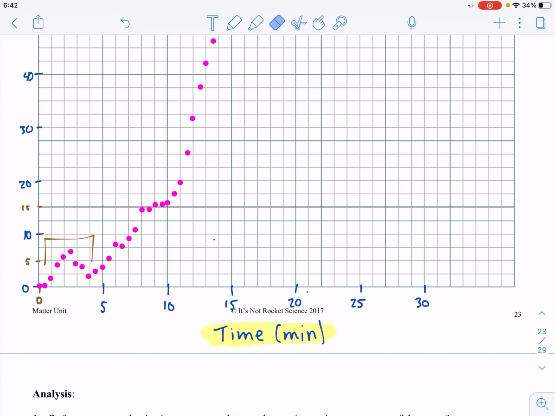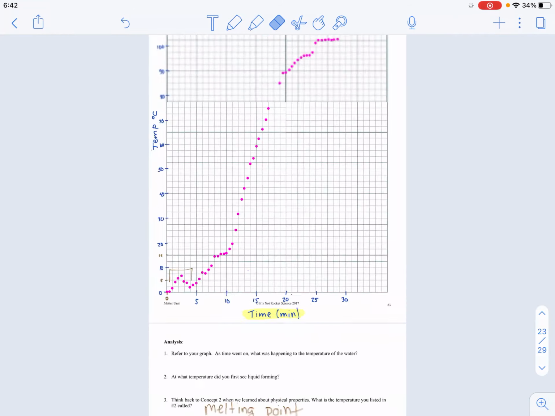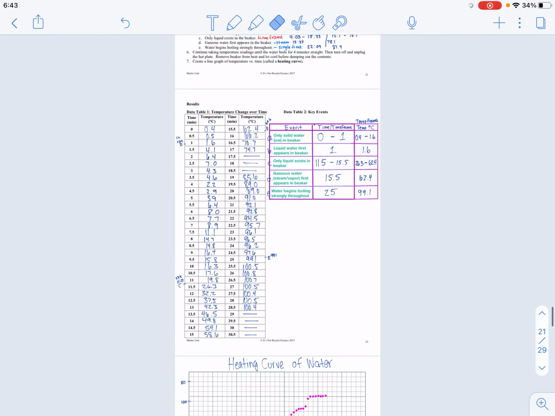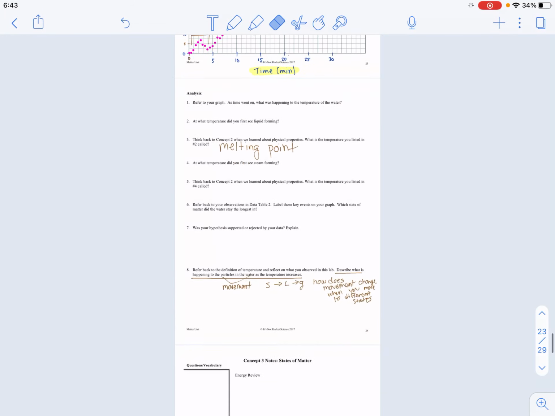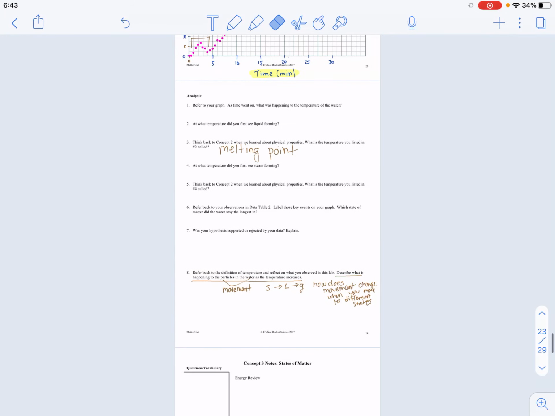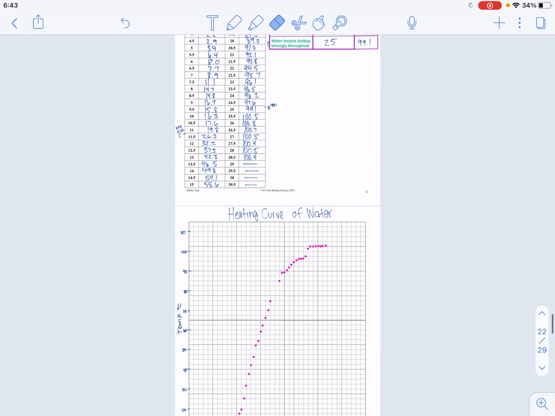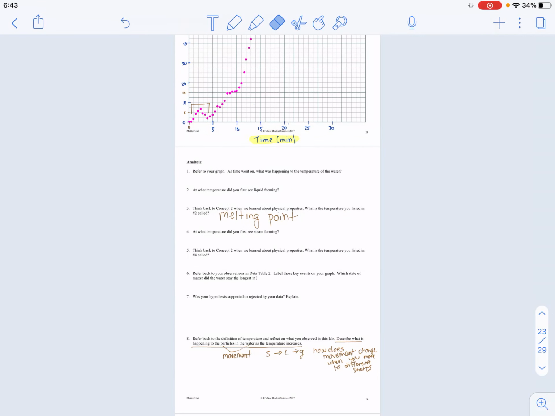All right, so please submit copy or scans of all of these pages, including your data and your graph and your analysis questions. So pages 22 through 24. Submit that to Shobi for your next class period.